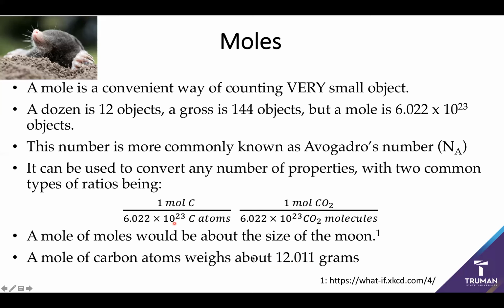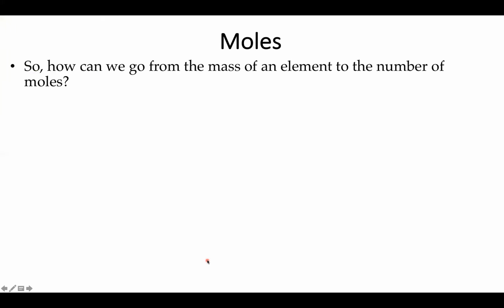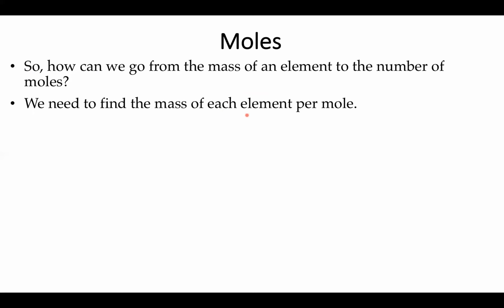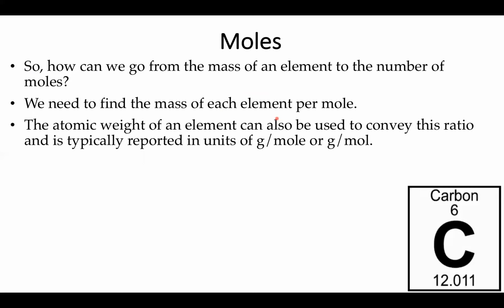So what this allows us to do is convert directly from mass to moles using our molecular weights. So we're going to be doing this conversion of mass to moles of any given element. In order to do this, we need to find the mass of each element per mole. So this is where the atomic weight comes into play.